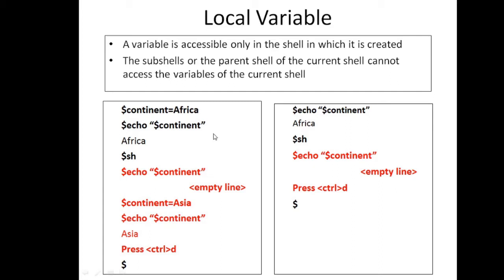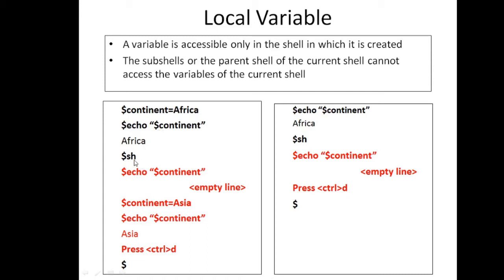So we'll just see local variables with examples. A variable is accessible only in the shell in which it is created. The subshells or the parent shell of the current shell cannot access the variable of the current shell. You can just see an example. So this is the shell prompt. I take a variable continent and assign a value Africa. Suppose I try to echo that variable, continent, I get the value Africa.